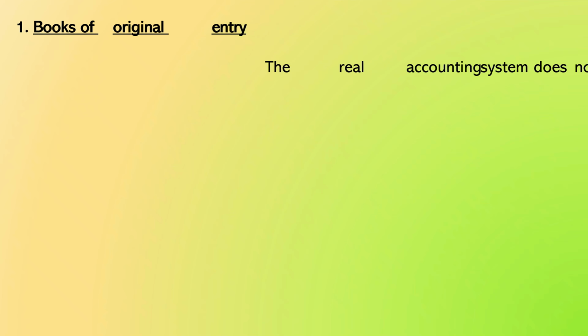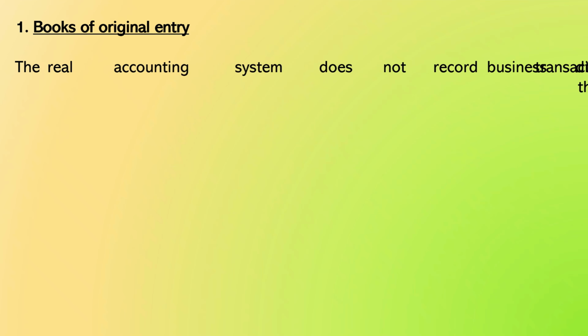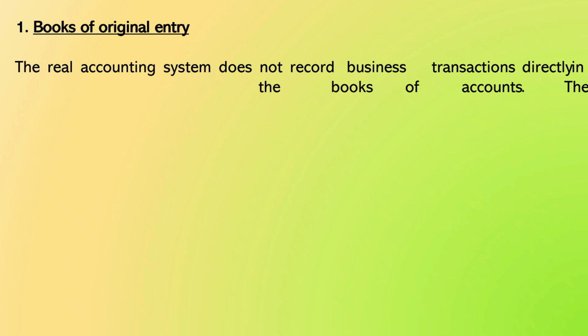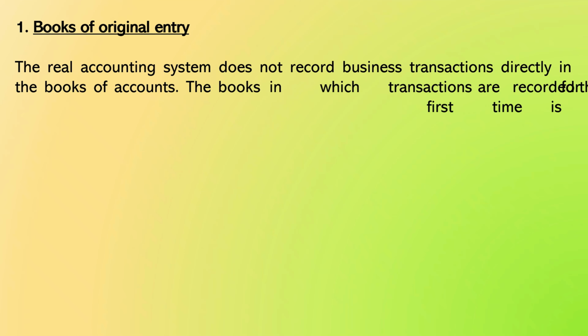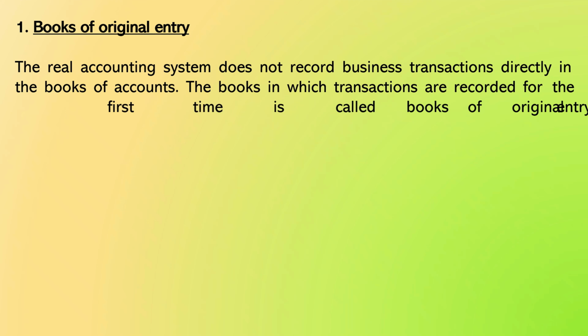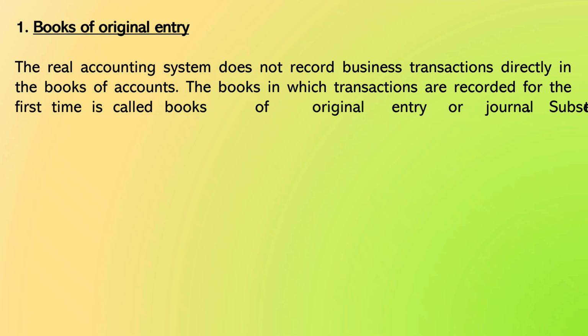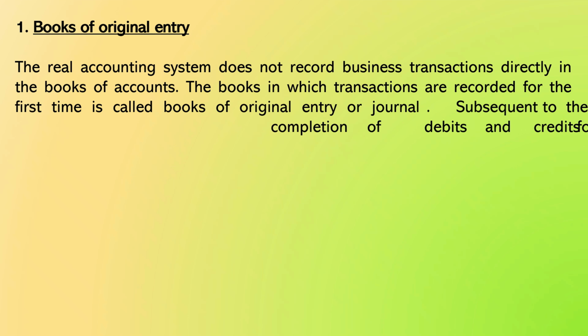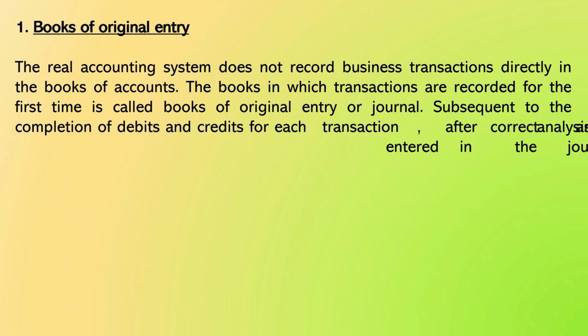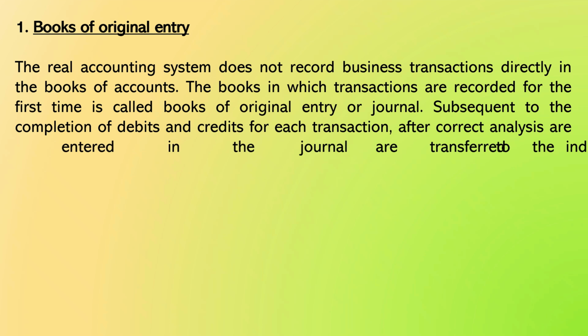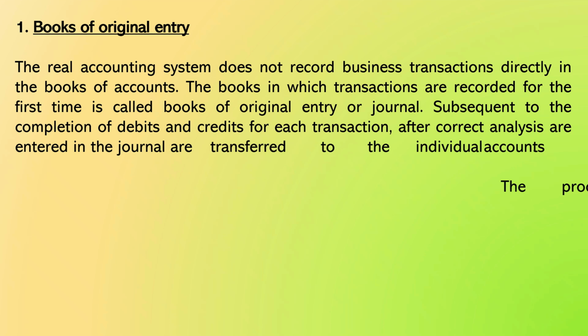One. Books of original entry. The real accounting system does not record business transactions directly in the books of accounts. The books in which transactions are recorded for the first time are called books of original entry or journal. Subsequent to the completion of debits and credits for each transaction, after correct analysis, the entries in the journal are transferred to the individual accounts.